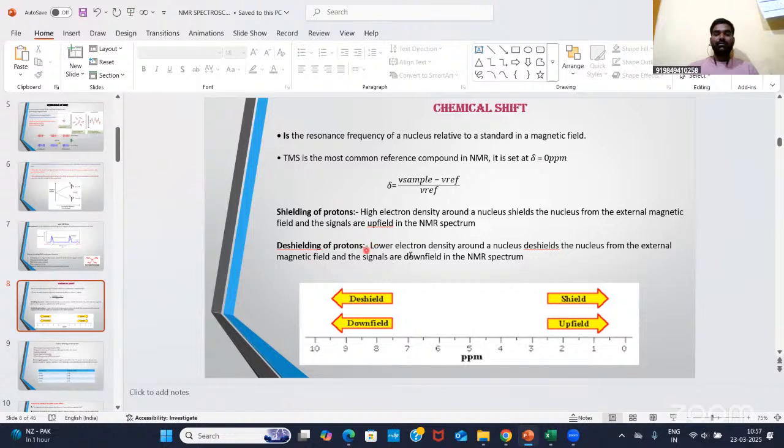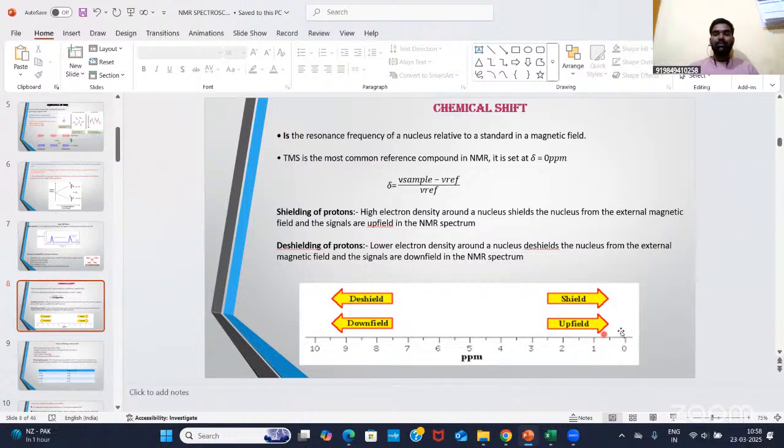De-shielding of protons: lower electron density around the nucleus de-shields the nucleus from the external magnetic field, and the signals are downfield in the NMR spectrum. So this is the de-shielding and downfield, and this is the shielding and upfield.